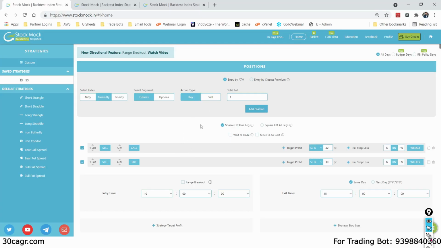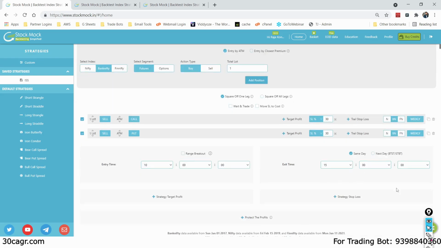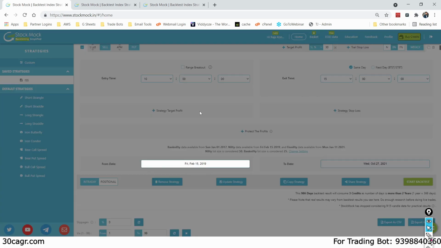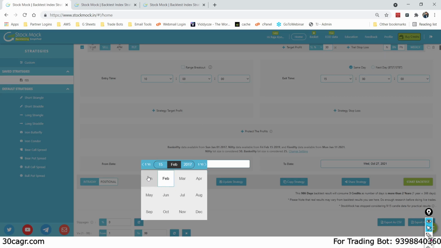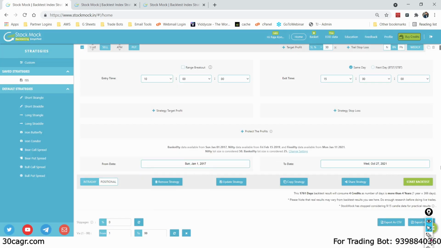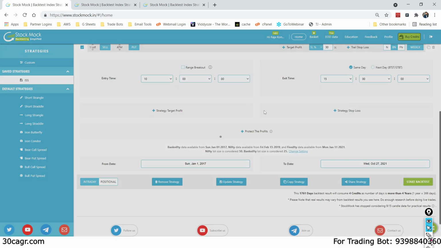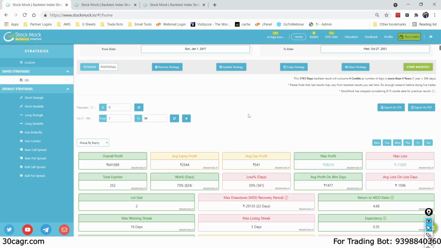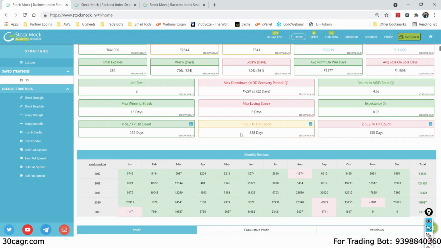Let me go back to the tool and run a simple strategy. Bank Nifty, 30% stop loss, entry time is 10 o'clock, and then exit time is 3 p.m., right? And the time period that I'm selecting is from 2017, and let me hit start backtest. All right. Now we have results with us.